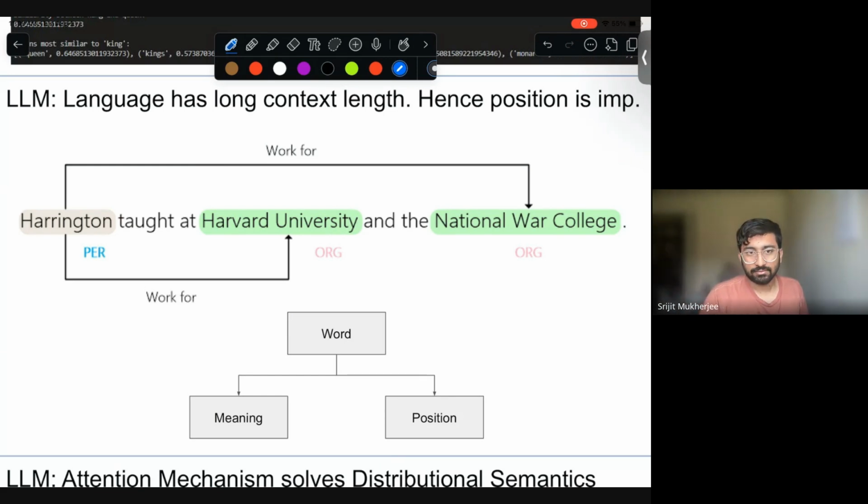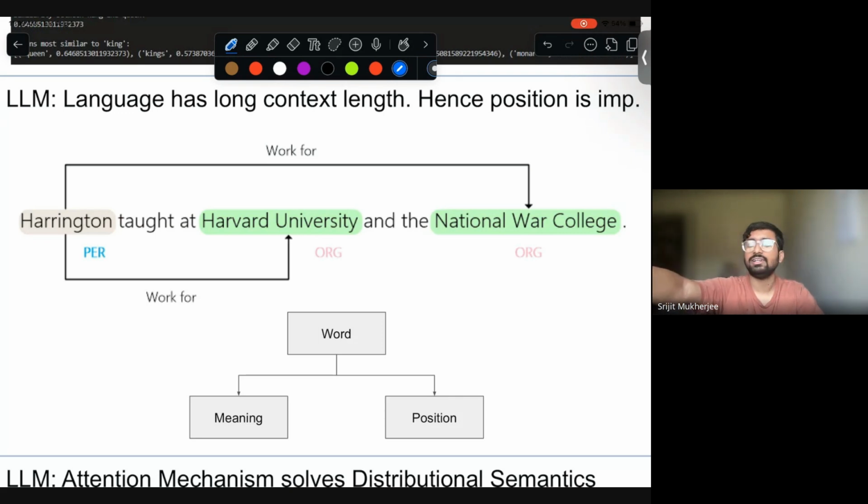But in language, Harrington can be related to a word at the very end. Let's say not 1,000 words, but a word can be related to something really far from it, even in a long text. You can make the sentence huge so that the National War College really comes at the end. You can say Harrington taught at Harvard University. He's a really good teacher. He has done his PhD, master's, bachelor's from this. His thesis is this, and you can make it really large. And at the end, you can write, he also teaches at National War College. Now you have 100 words in between, and at the end, Harrington is related to the National War College.